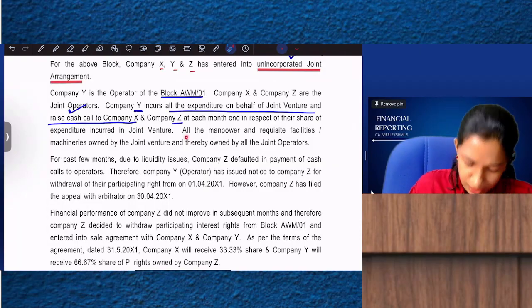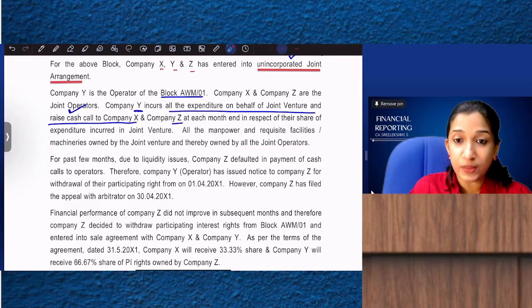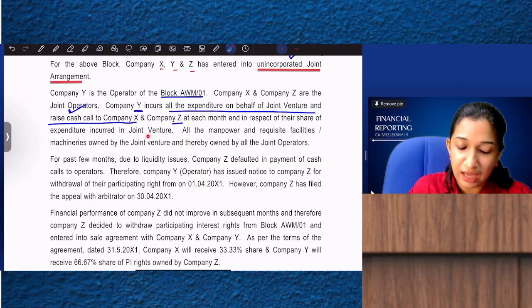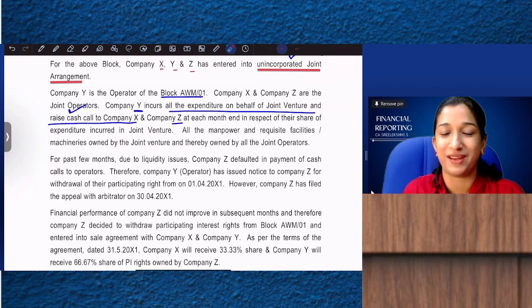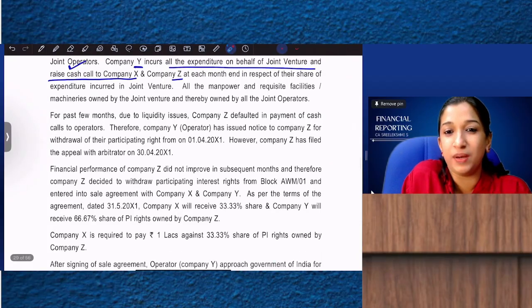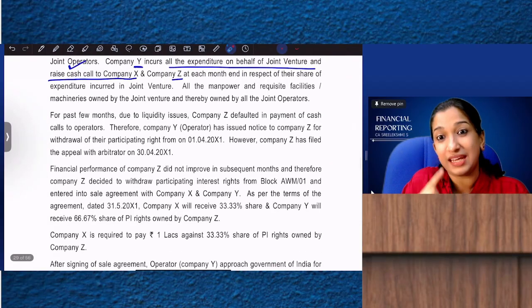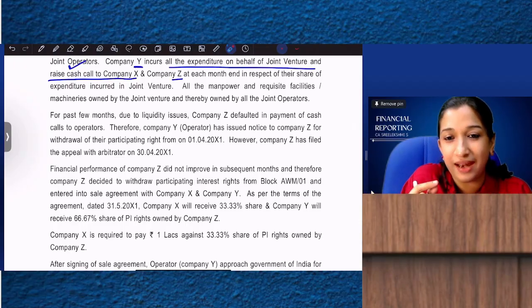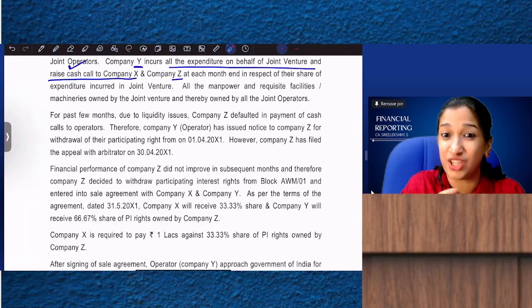All the manpower and requisite facilities or machineries owned by the joint venture are thereby owned by all the joint operators. So rights over assets and obligations over liabilities, rights and obligations are with the operators. So again, another criteria for identifying JO, JV.